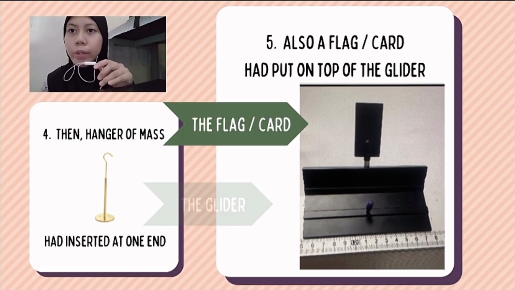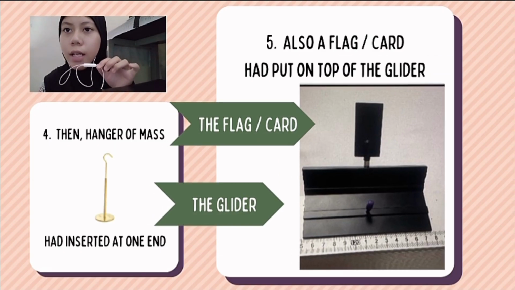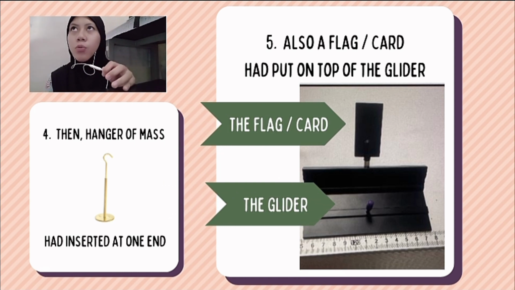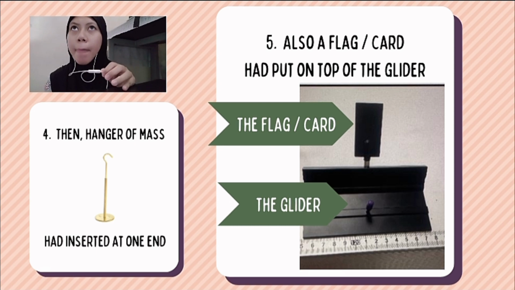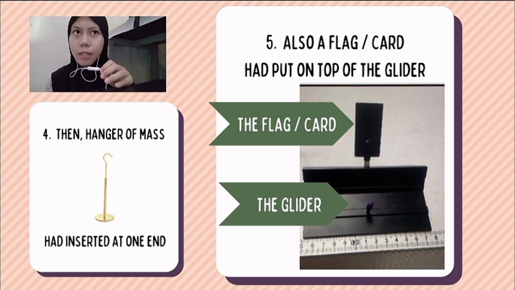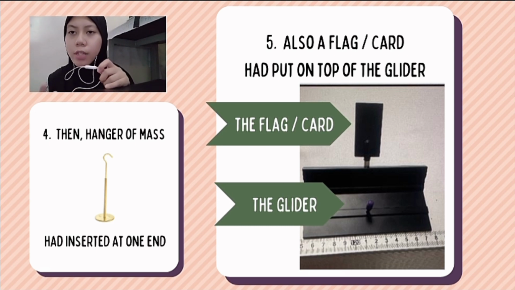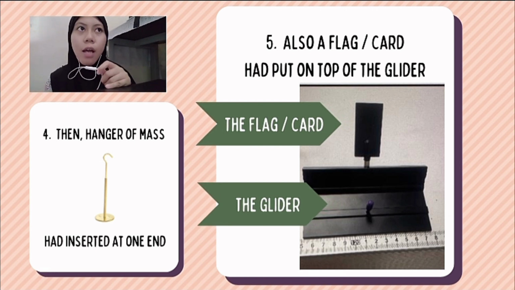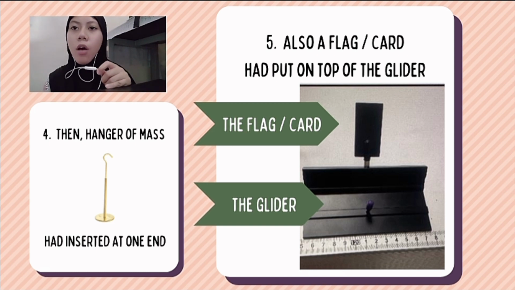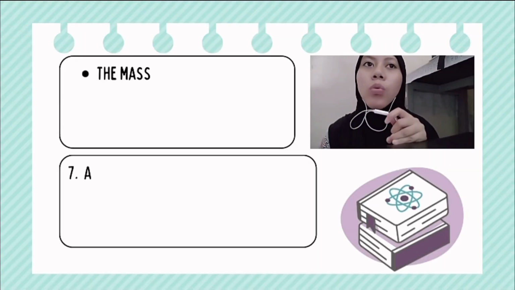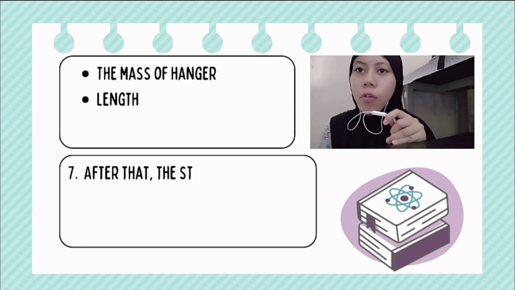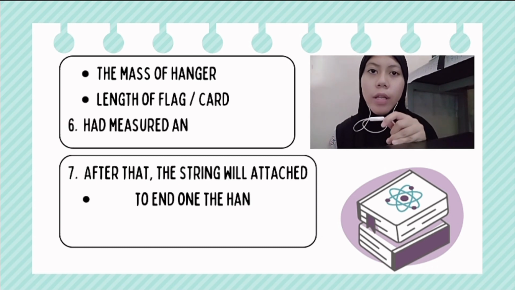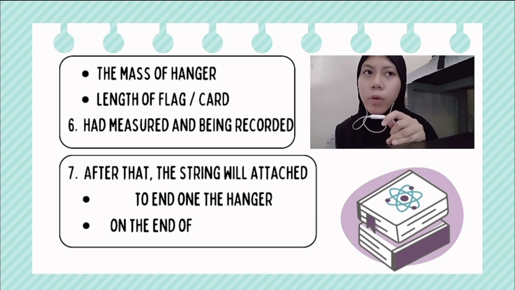The hanger that we want to put the masses on is inserted at one end. After the bench pulley, we will tie the string on the top of the hanger, which is shaped like a hook, so we will tie on it. And then they also provided a flag, or a guide, that we have to put on top of the glider. The next step is to measure the mass of the hanger and also the length of the flag, or guide, that we apply on top of the glider, and then we record the result.